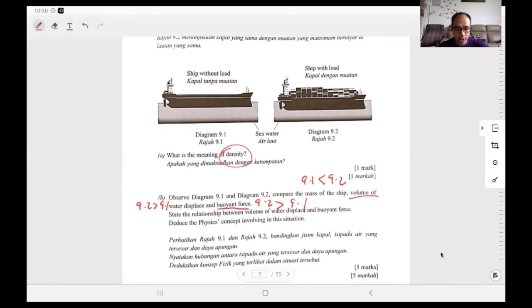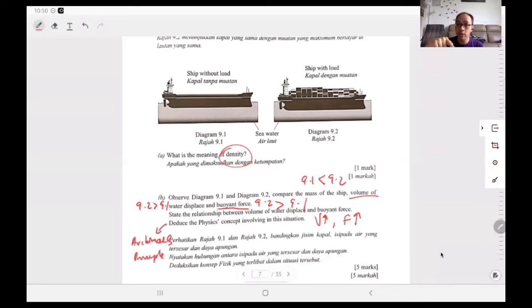State the relationship between the volume of water displaced and the buoyant force. The bigger the volume, the bigger the buoyant force. The good thing about this question is there's no reversal. Deduce the physics concept. The physics concept will be Archimedes' principle, same as the duck just now.